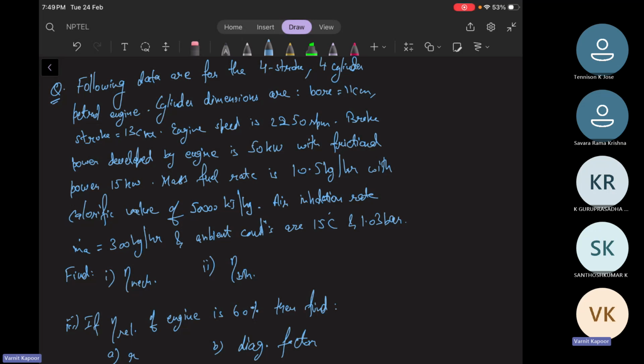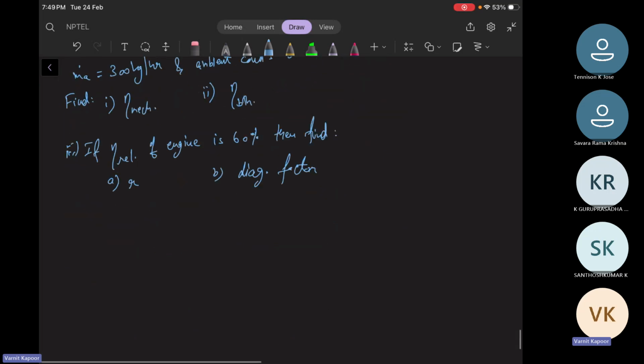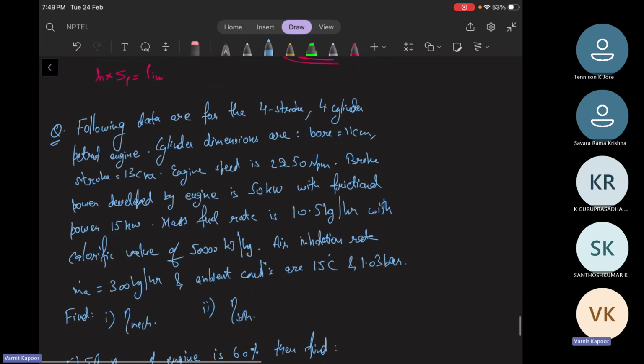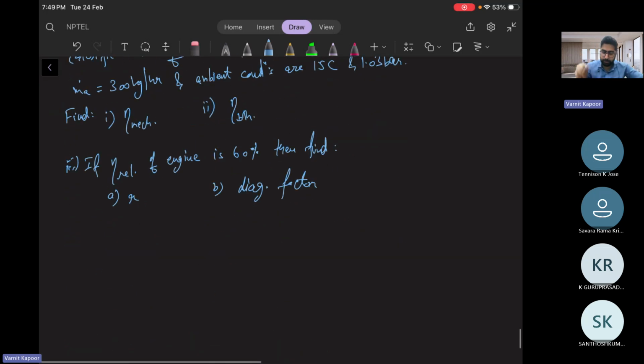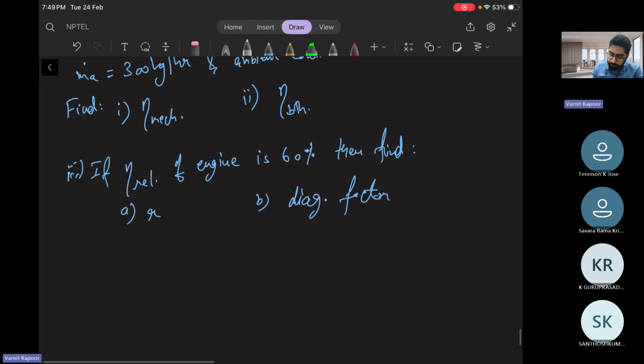Okay, let's come to the solution first. It is given that it's a 4-stroke 4-cylinder petrol engine. Dimensions D and L are given to you. Engine speed, N, is given. Brake power developed by the engine is given, friction power is given, so you can get the indicated power from here. Mass fuel rate, calorific value, air inhalation rate, and ambient conditions T1 and P1 are given. Mechanical efficiency and brake thermal efficiency are asked. Let us get this one first.